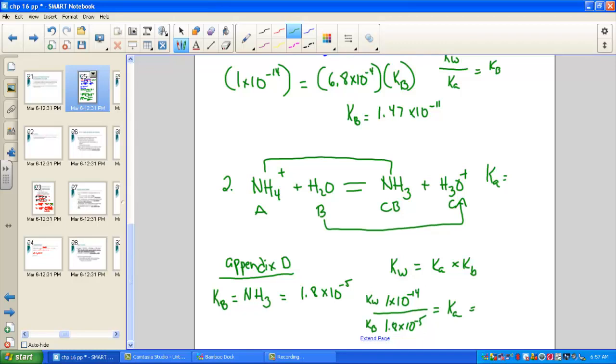Kw divided by Kb. We get 5.5 repeating. So I'll put 5.56 times 10 to the negative 10th, the Ka for the expression in our second example. So an easy enough relationship. If I need a Ka turned into a Kb or vice versa, we'll use the ion product constant for water to do that exchange. Kw is equal to Ka times Kb.